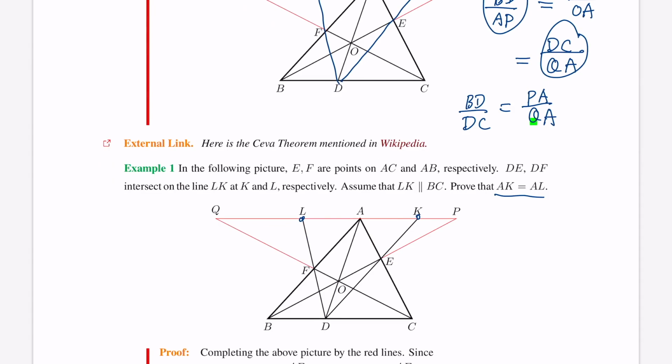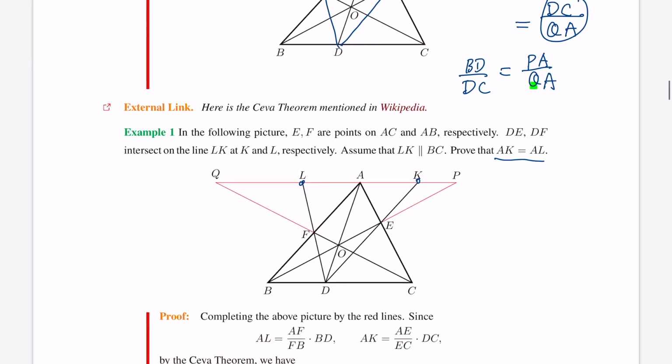That's quite interesting. But the proof is not at all difficult once you convert everything to this line. You can actually compute both AL and AK using the other ratios. So you can read this carefully after the class, but what I can tell you is AL over BD is equal to AF over FB. Good. AF over FB is one of the three ratios in Ceva's theorem. So AL is equal to that. Similarly, we can compute AK, which is AE over EC times DC. So the proof becomes easy.